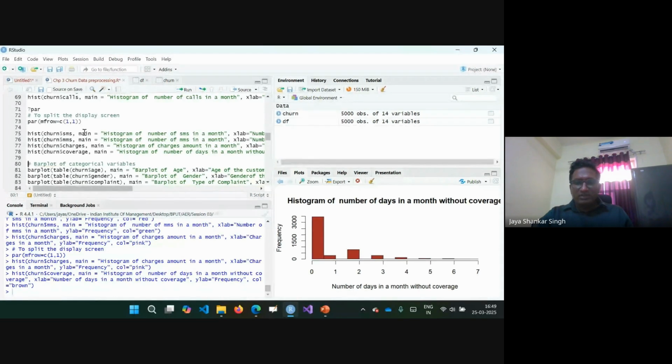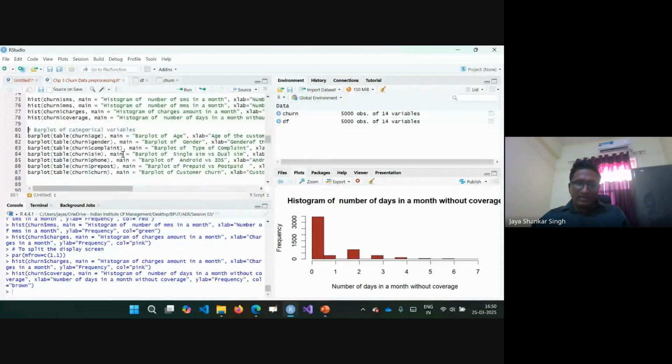So this histogram is showing the number of days in a month without coverage. So we can see there mostly the people have 0 days of outage or coverage. So I understand, okay, more or less, I don't have any network issue. But again, you can see these 2 days, 3 days, there are some observations, and not some observations, a lot of observations. And that should be a concern for your company. Okay.